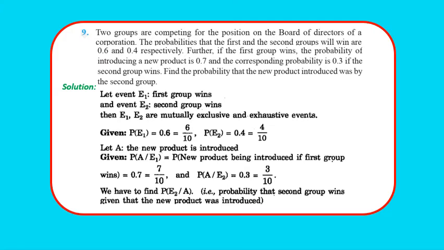So let E1 be that the first group wins and E2 that the second group wins. So probability of E1 is 6 upon 10 and probability of E2 is 4 upon 10. And let A be the event that the new project is introduced. So we have probability of A by E1, that is the new project is introduced by the first group, that is 0.7, so 7 upon 10, and probability of A by E2, that is the new project being introduced by the second group, is 0.3, 3 upon 10. So we have to find P(E2 by A), that is the probability that the second group wins given that the new project was introduced.